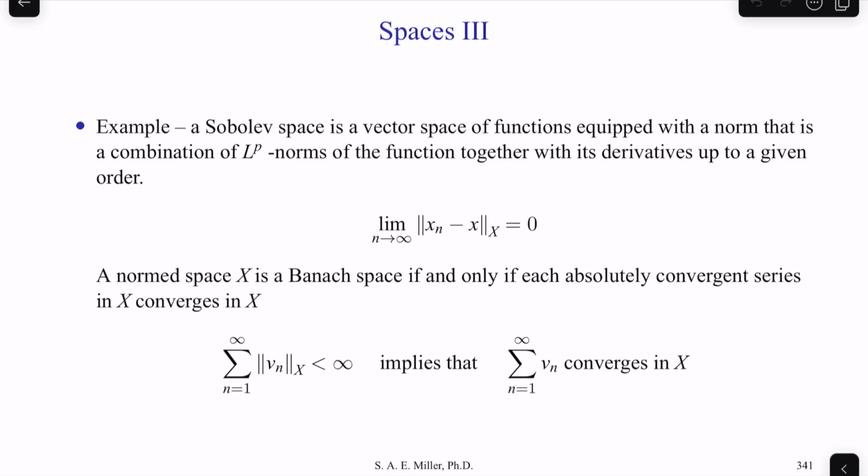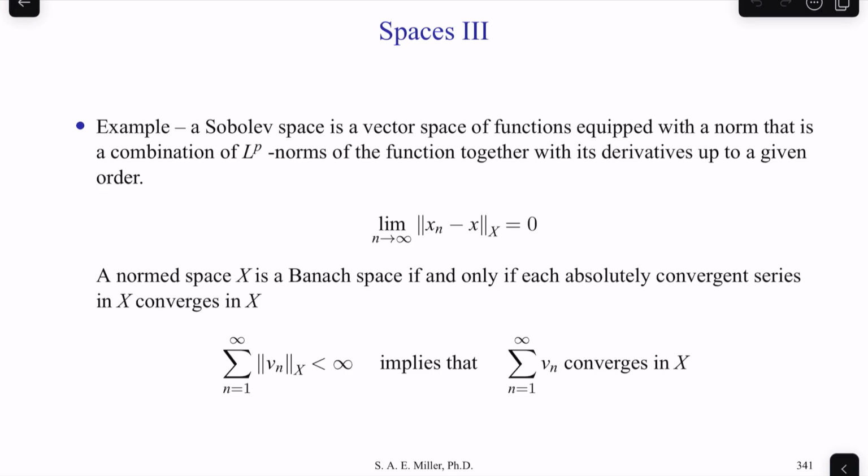A Sobolev space, for example, is a vector space of functions equipped with a norm that is a combination of the L^p norms of the function together with its derivatives up to a given order. For example, the limit as n goes to infinity of x_n minus x would be 0.